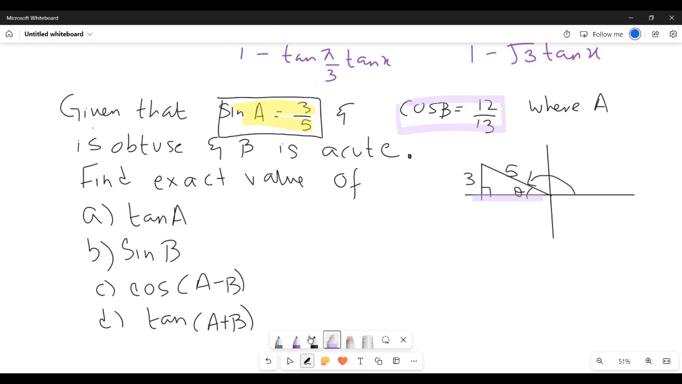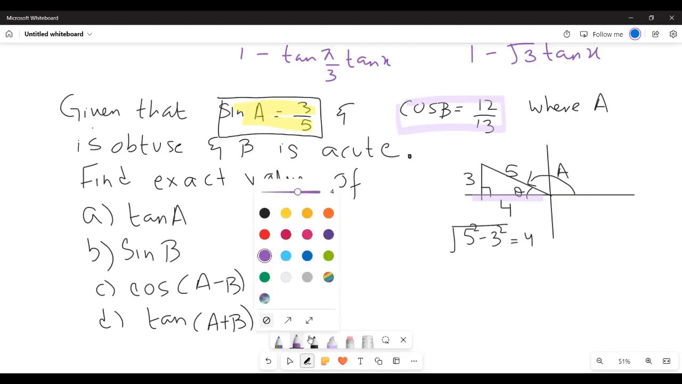How will we find this length? 4. How did you do that? Pythagoras theorem. 5 square minus 3 square, square root gives us 4. So we have length 4. So what do we know about cos of an obtuse angle and tan of an obtuse angle?